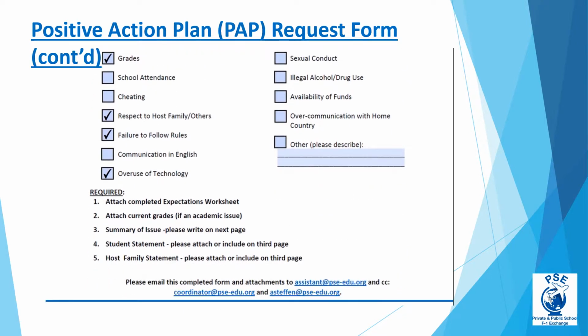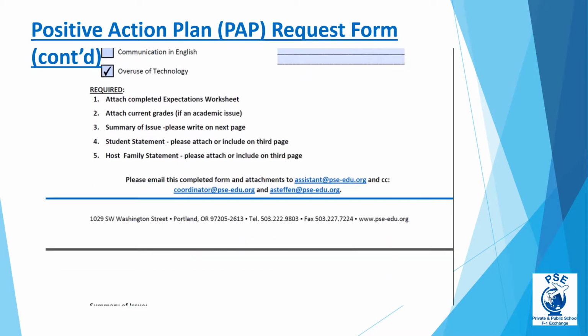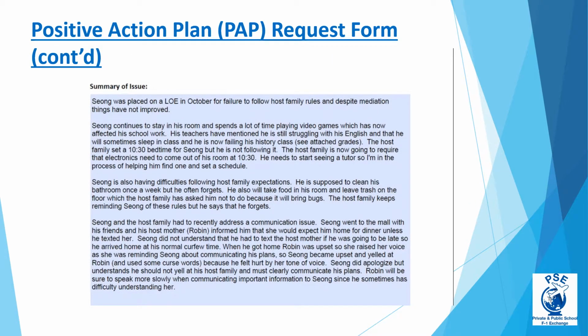You'll see here that the following items are required: the completed expectations worksheet, the student's current grades, if it's an academic issue, and a summary of the issue or issues, which will be typed on the second page of the form. At this time, please pause the training to read the summary of issues. Then, click on the play button to resume the training.